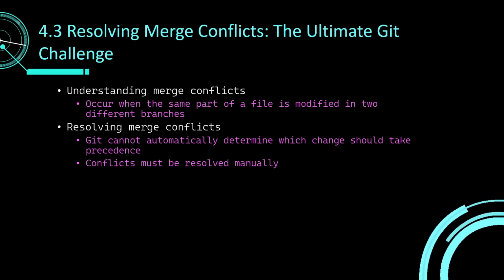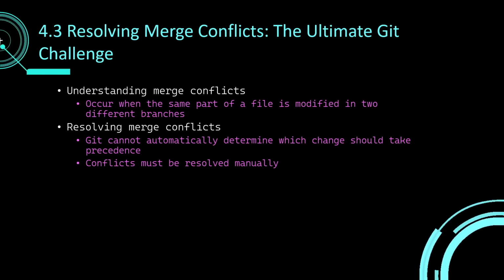When this issue happens during a merge, it marks the problem area in the file with what we call conflict markers. These markers look a little bit like arrows or chevrons, and they fence the conflicting changes and show you what's different between the two branches. And it's your job to choose what stays and what goes.